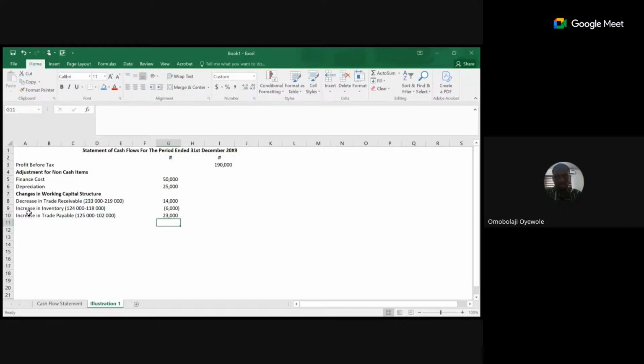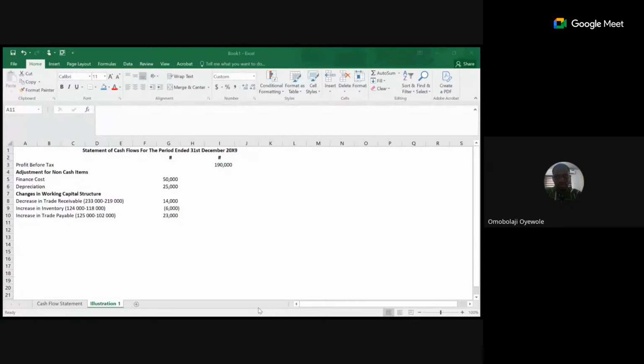So remember we said that when an asset is increasing, it is an outflow. But when a liability is increasing, it is an inflow. Then the next one is accrued wages and salaries. Now, accrued wages and salaries will be relevant when we are computing operating activities using the direct method.